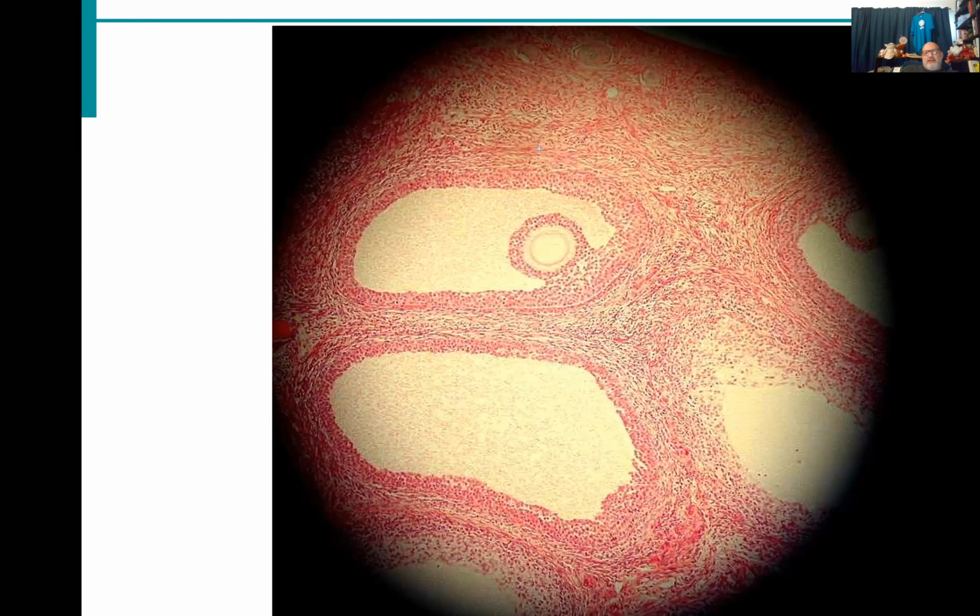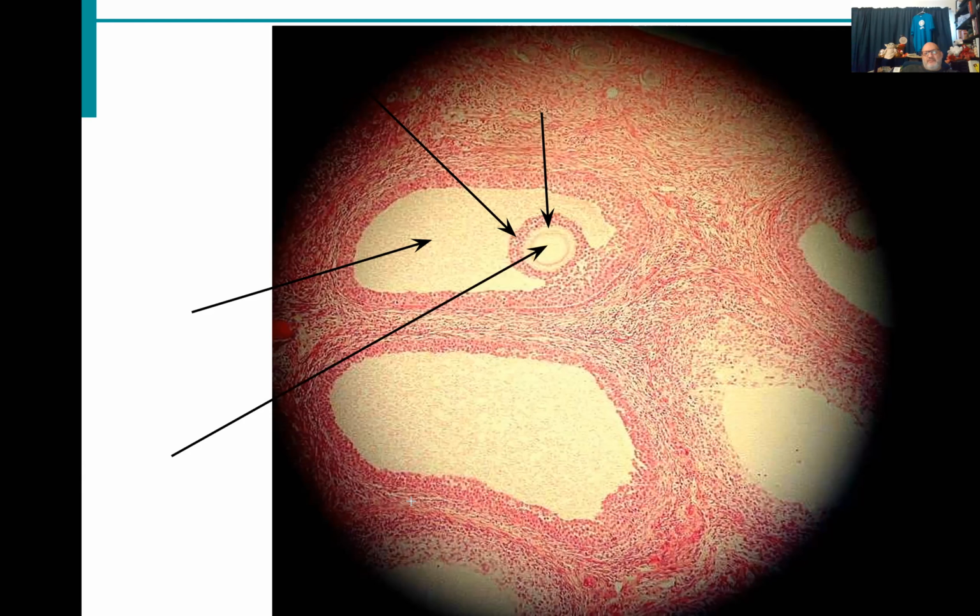Notice very clearly, we can see, wow, that's huge. That clear layer right there, what's that? Identify that structure. Zona pellucida. Excellent. Identify this structure here. Corona radiata, excellent. Identify the space. Antrum. Identify the cell, be specific.